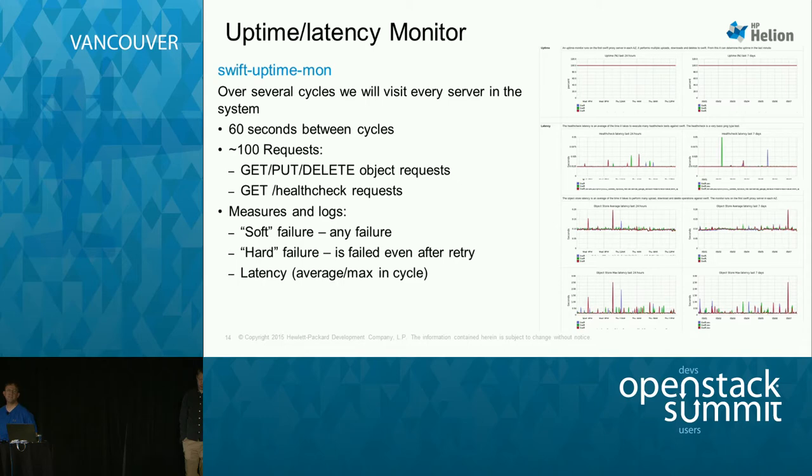Most of their operations will work fine, so 99% of their operations will work, and then one operation will be extremely slow. And that can affect their overall performance. So this is one of the reasons why we watch this. In a given cycle, we do about 100 requests. So over several different cycles, we'll have visited pretty much every drive in the system. And we measure and log soft failures, which is any failure at all, and then what we call hard failures.